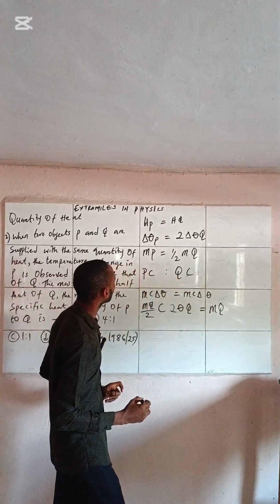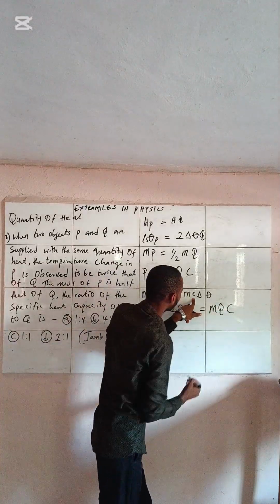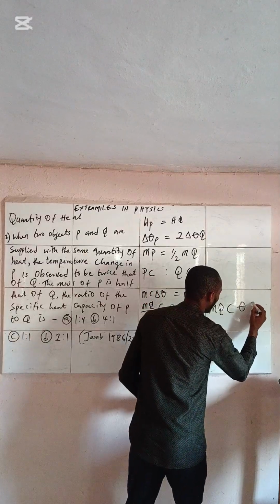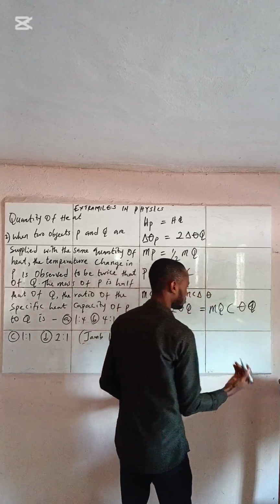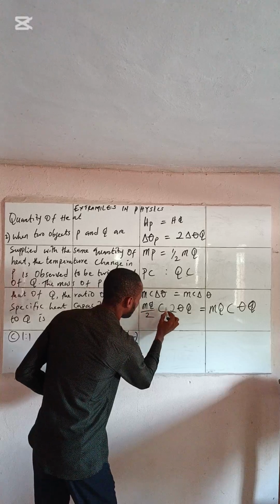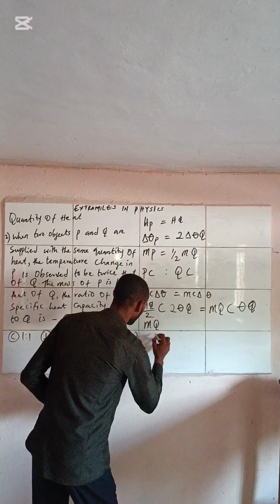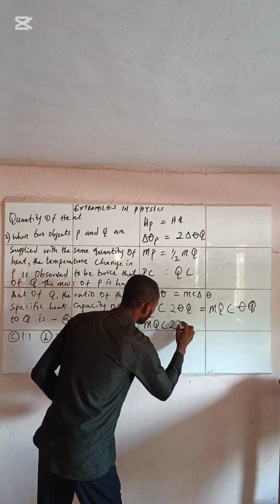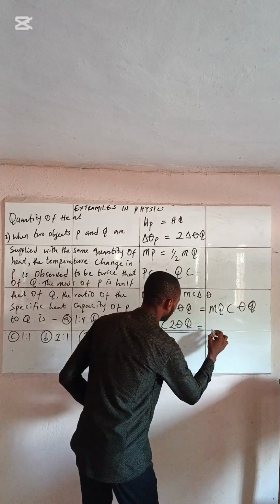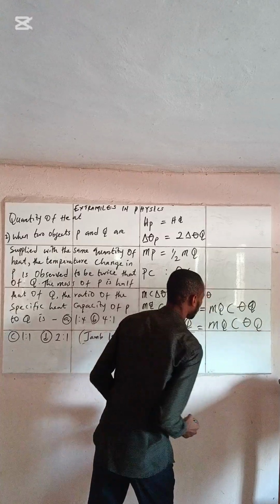Then it is equal to our mass of Q, MQ. Then what else? We are looking for this. The change in temperature of Q is theta Q. Let's multiply. Remember, this will multiply all this. So when we do that, we will have MQ C 2 theta Q all over 2 equal to MQ C theta Q.